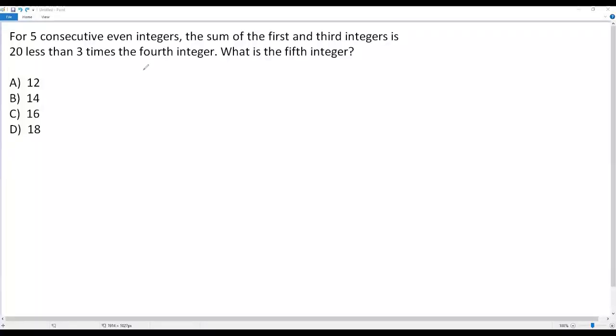Here we have a city math question. Okay, let's go to the question. For 5 consecutive even integers, the sum of the first and third integers is 20 less than 3 times the fourth integer. What is the fifth integer?